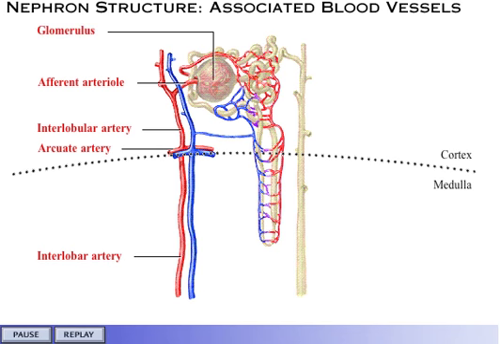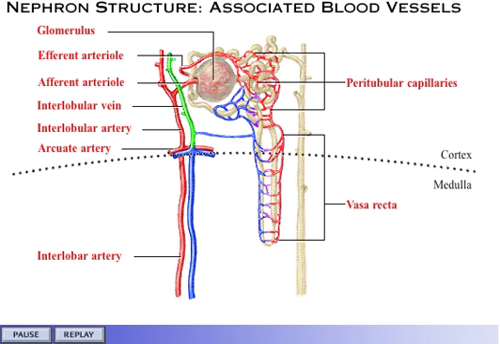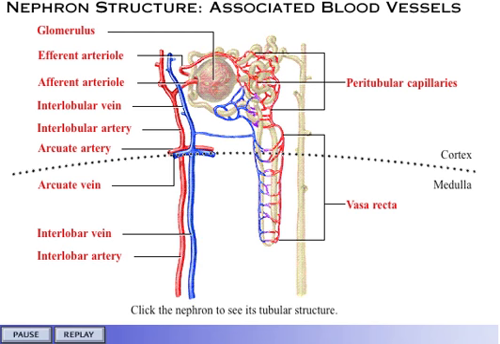Leading away from the glomerulus is the efferent arteriole. Notice that the afferent arteriole is larger in diameter than the efferent arteriole. Blood passes from the efferent arteriole into the peritubular capillaries and vasa recta. From there, blood drains into the interlobular vein, flows into the arcuate vein, and enters the interlobar vein, eventually reaching the renal vein. Now click the nephron to see its tubular structure.